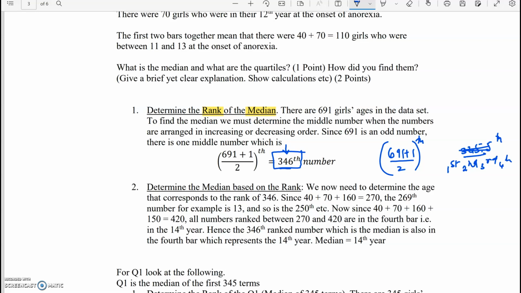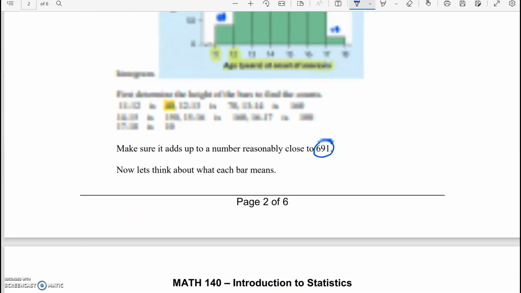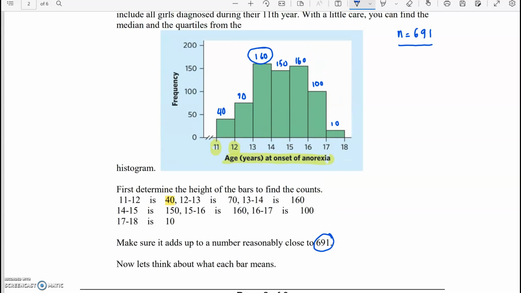Now we need to figure out what exactly the 346th number is. Again, we need to understand the histogram. The first 40 numbers in the histogram are age 11. If you think of it, it would look like a long list of 11s. In your raw data set, you'll have 40 11s. And then the next 70 numbers will be 12. So it'll be 12, 12, 12, and there'll be 70 12s. So 40 plus 70 is 110.